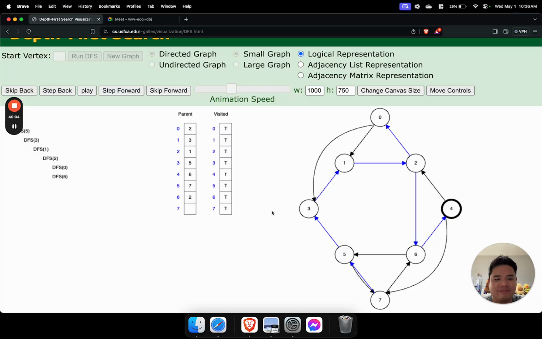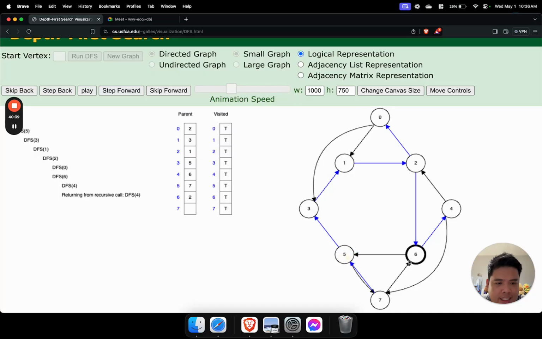I'm now at 4. And I'm going to check again for adjacent vertices. 4 is only adjacent to 2. So 4 checks with 2, DFS 2. Is 2 already visited? Yes, it is. So I don't need to visit anymore. Does 4 still have any adjacent vertex to visit? Yes, I have 7. So I'm going to check 7. Is 7 already visited? That's true. So I don't do anything. So I'll go back to my parent, 6.